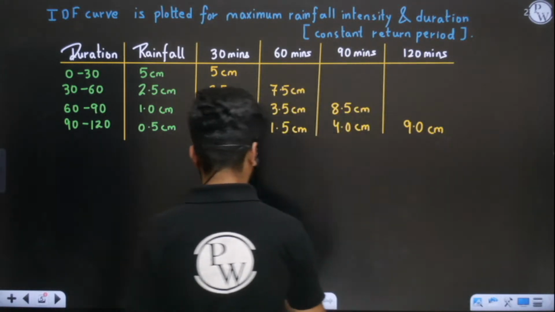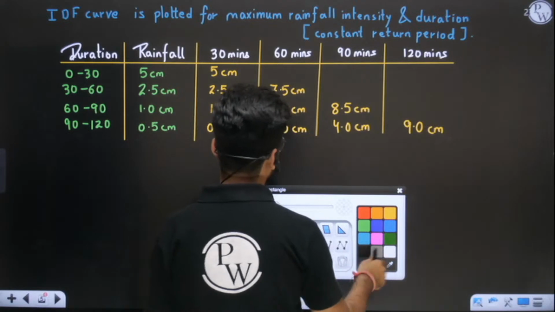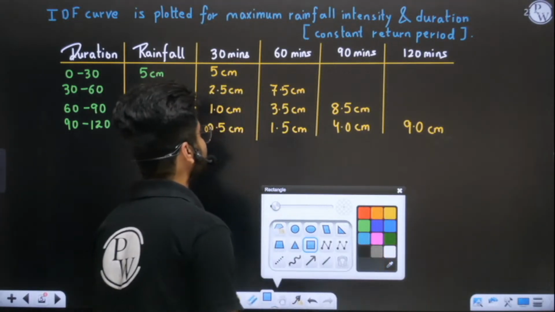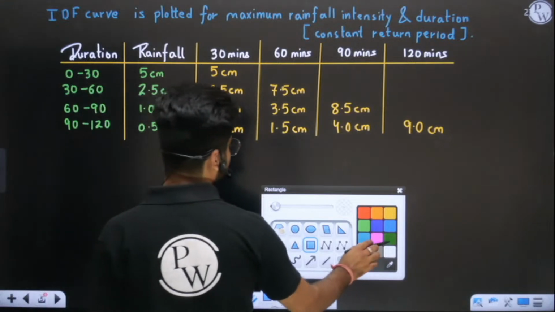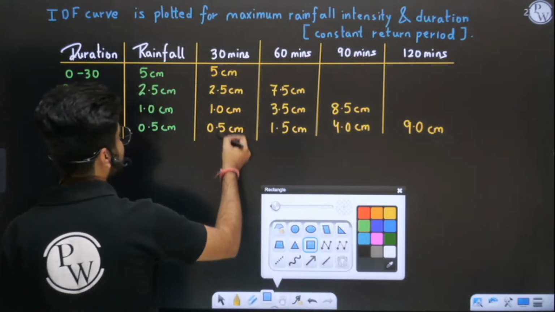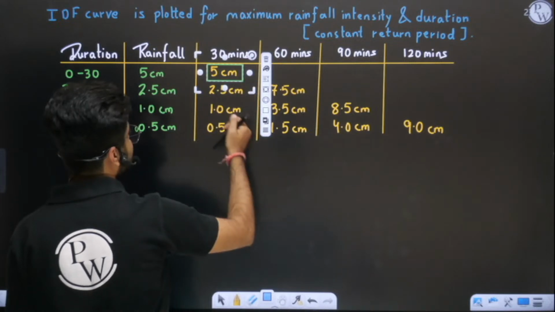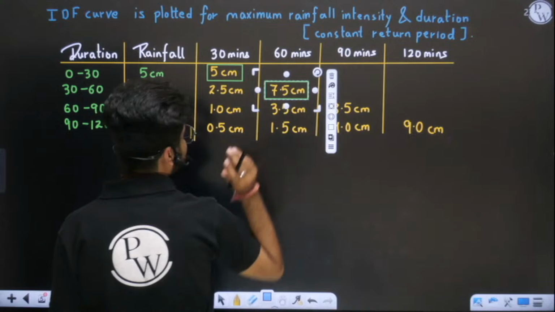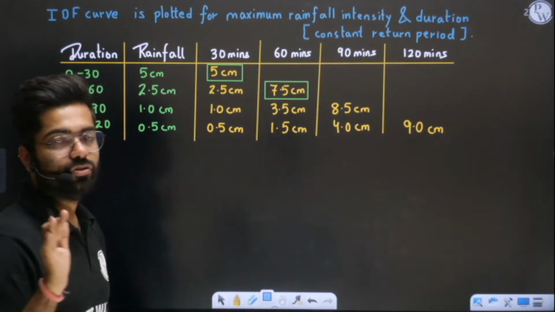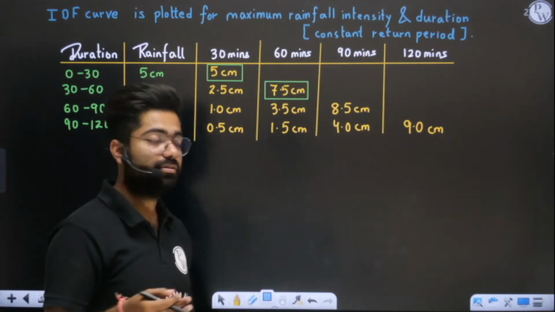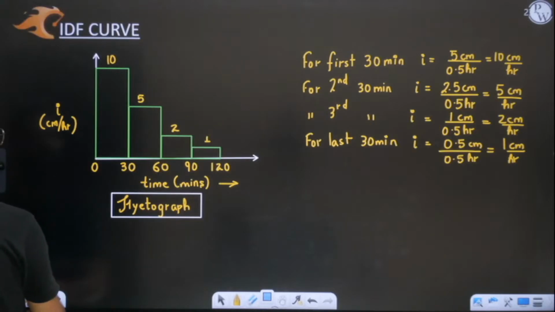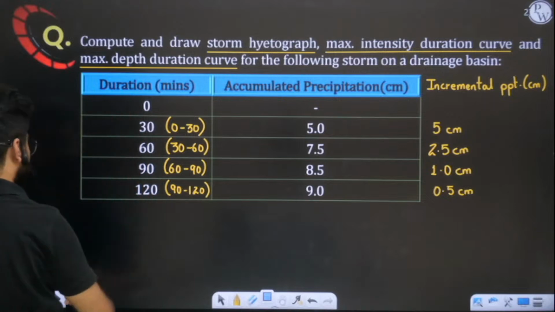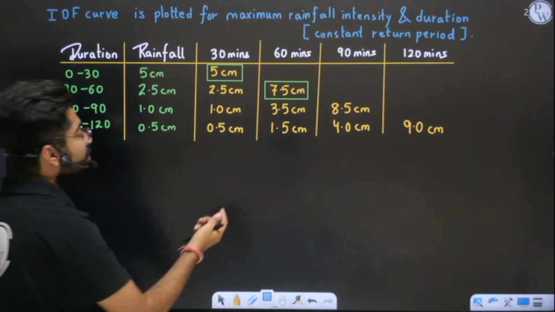Now, sir, if we check the highest values in all of them, if we are interested in finding the highest values, then it is for sure that in 30 minutes, 5 centimeter is the highest. In 60 minutes, 7.5 centimeter is the highest. Yes or no? We are interested in maximum depth. The question itself is saying draw maximum intensity, draw maximum depth. That's why we are interested in maximum depth.